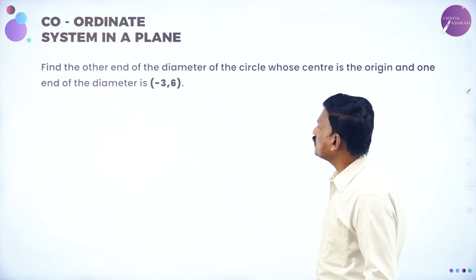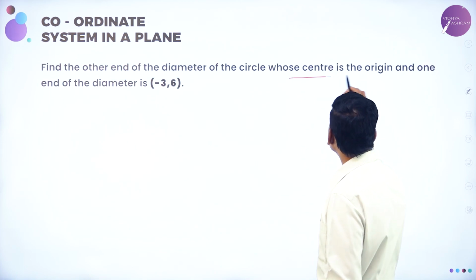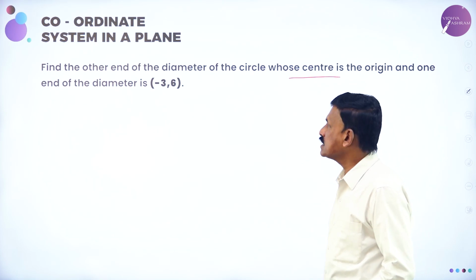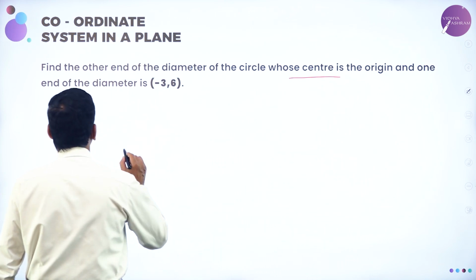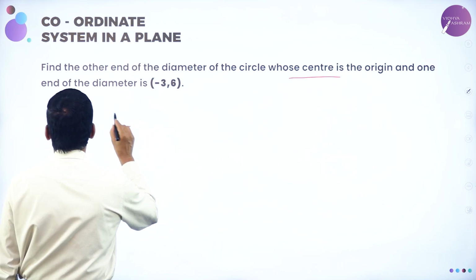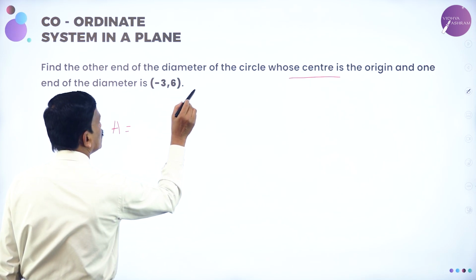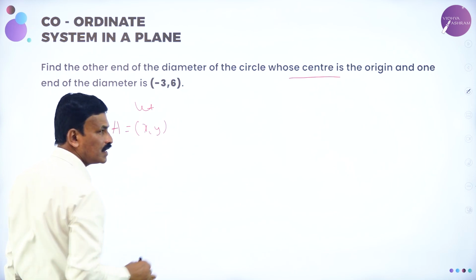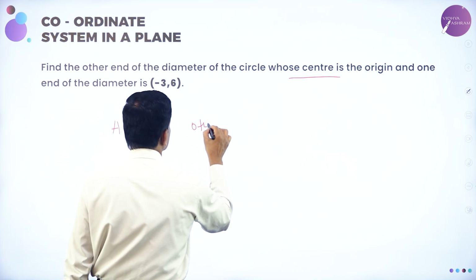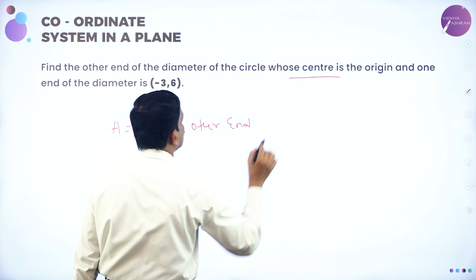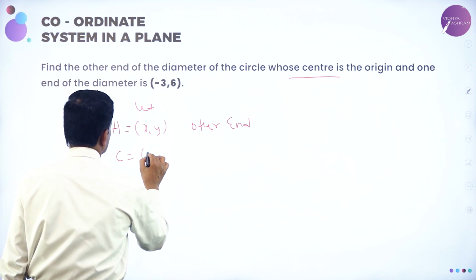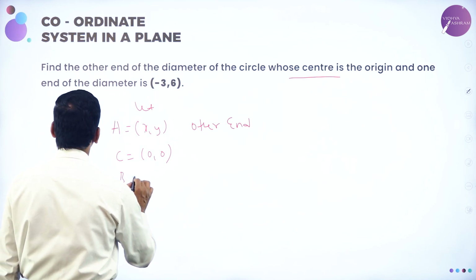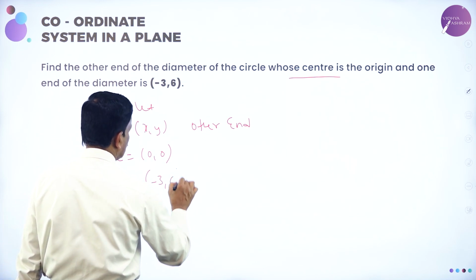Find the other end of the diameter of the circle whose center is the origin and one end of the diameter is minus 3 comma 6. So here what is required? One end is given; find the other end of the diameter of the circle. Let A is equal to x comma y be the other end of the diameter whose center is 0 comma 0, the origin, and one end of the diameter B is equal to minus 3 comma 6.